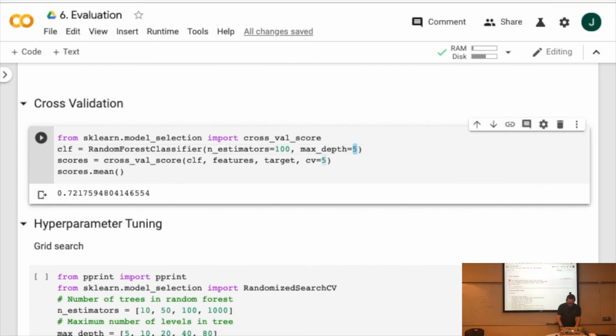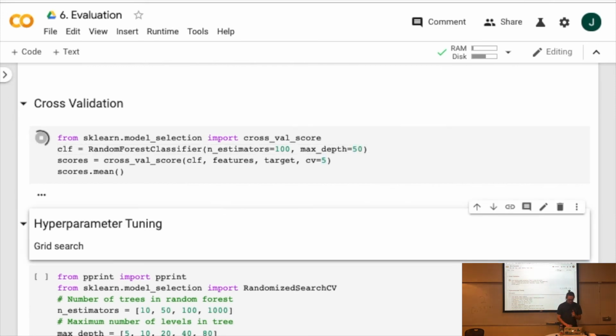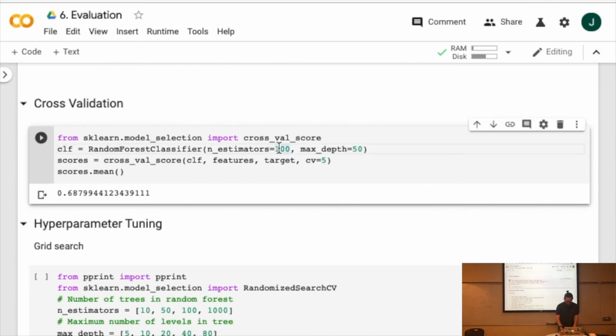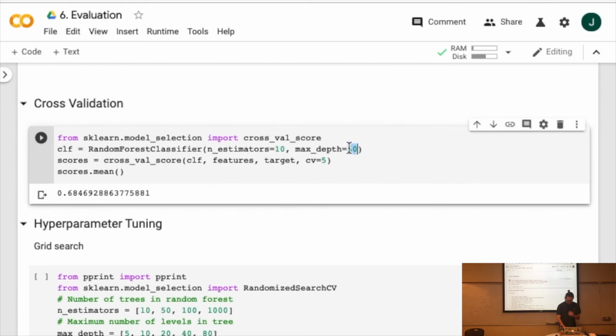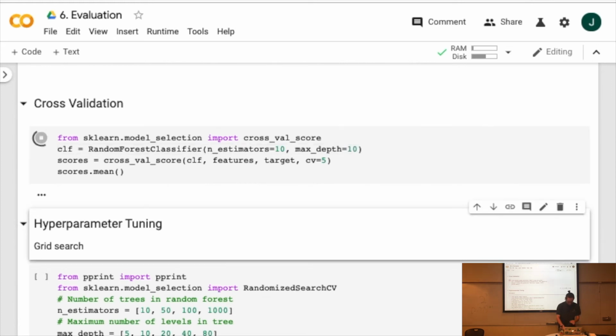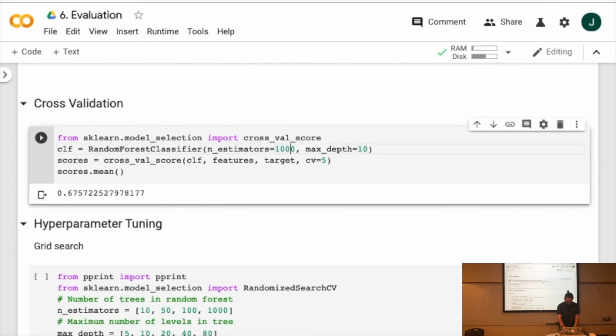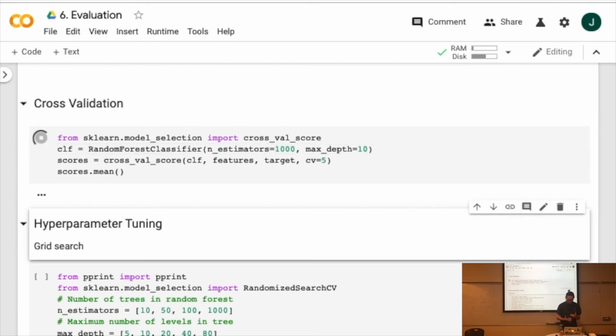But what if I do max depth equals 50? Then our score goes down. What if I do number of estimators equals 10? Our score goes up a little bit. Then what if number of estimators equals 10 and max depth equals 10? Okay. What if I do number of estimators equals 1,000? It takes a little bit. Number of estimators is number of trees. Okay, 0.70.